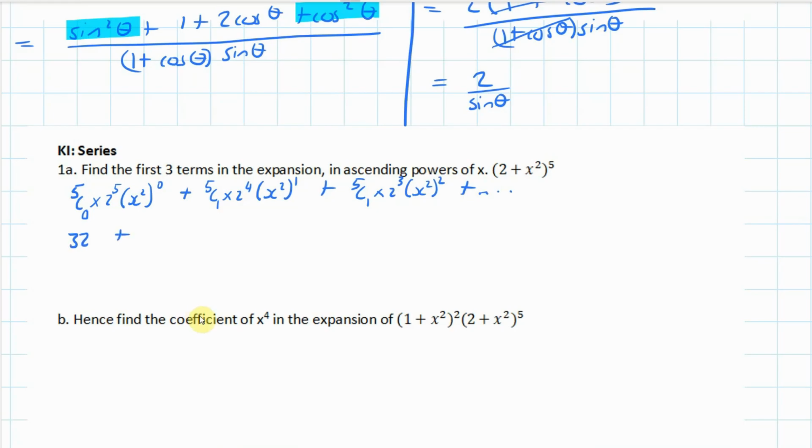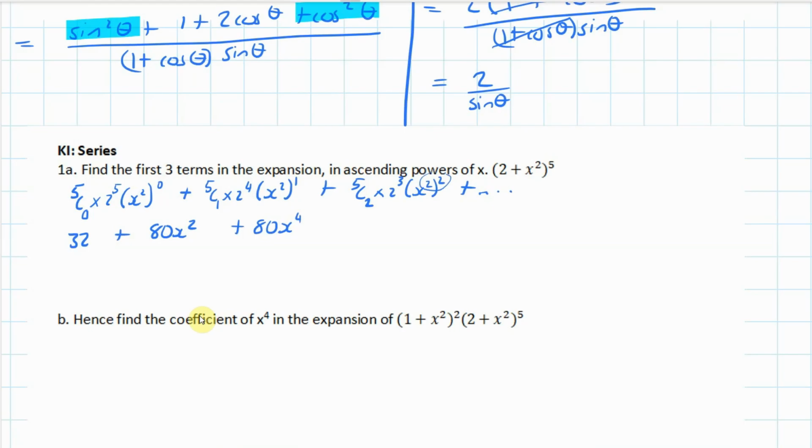Then 5 choose 1, which is 5, and we're going 5 times 2 to the power of 4, which is 16, so that should be 80. So we're going to get 80x squared for our next term. And the next one, oh, that should be 5 choose 2, shouldn't it? The next one is 5 choose 2, which is 10, and we're going to get 10 times 8, so again, 80, and that'll be x to the power of 4, using my index laws to resolve that there. So those are the first three terms.